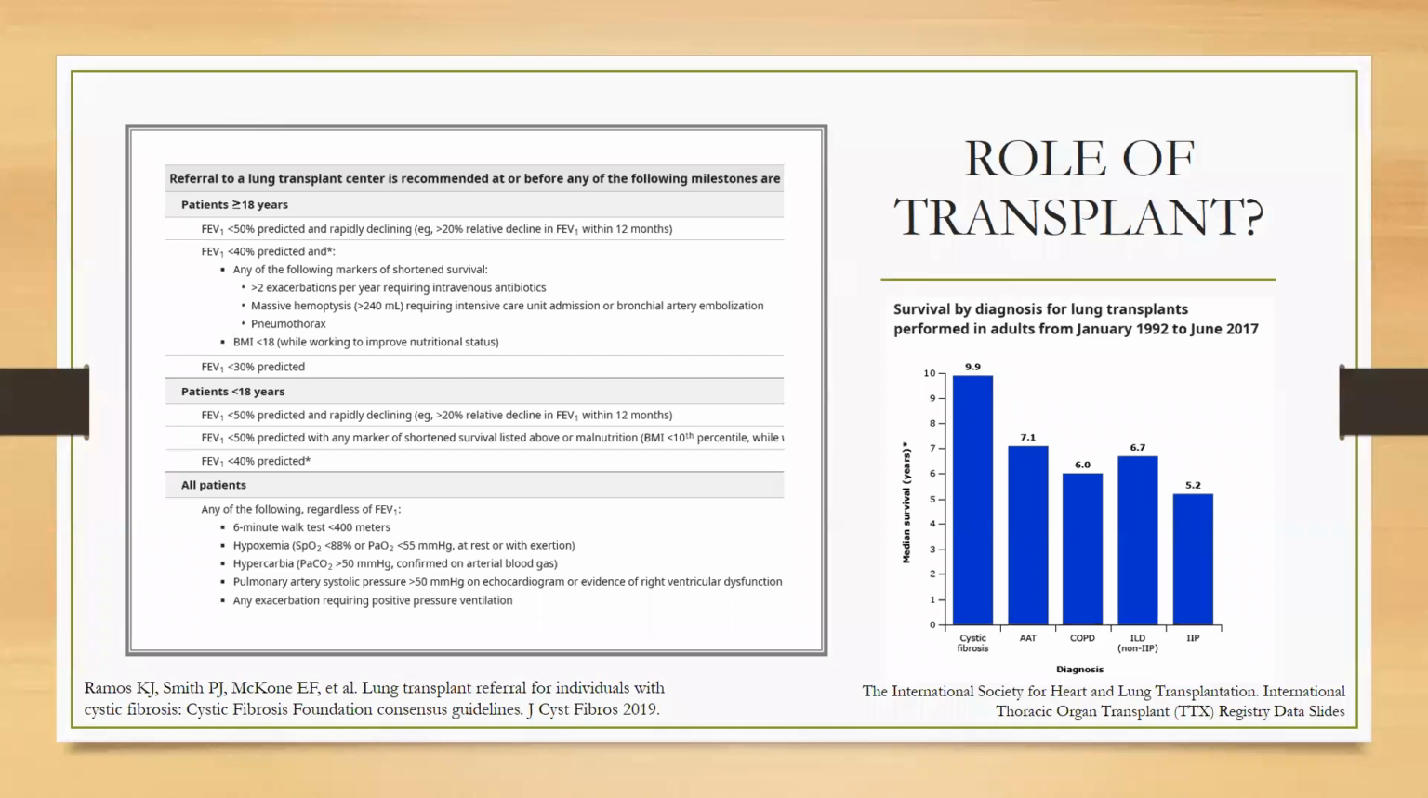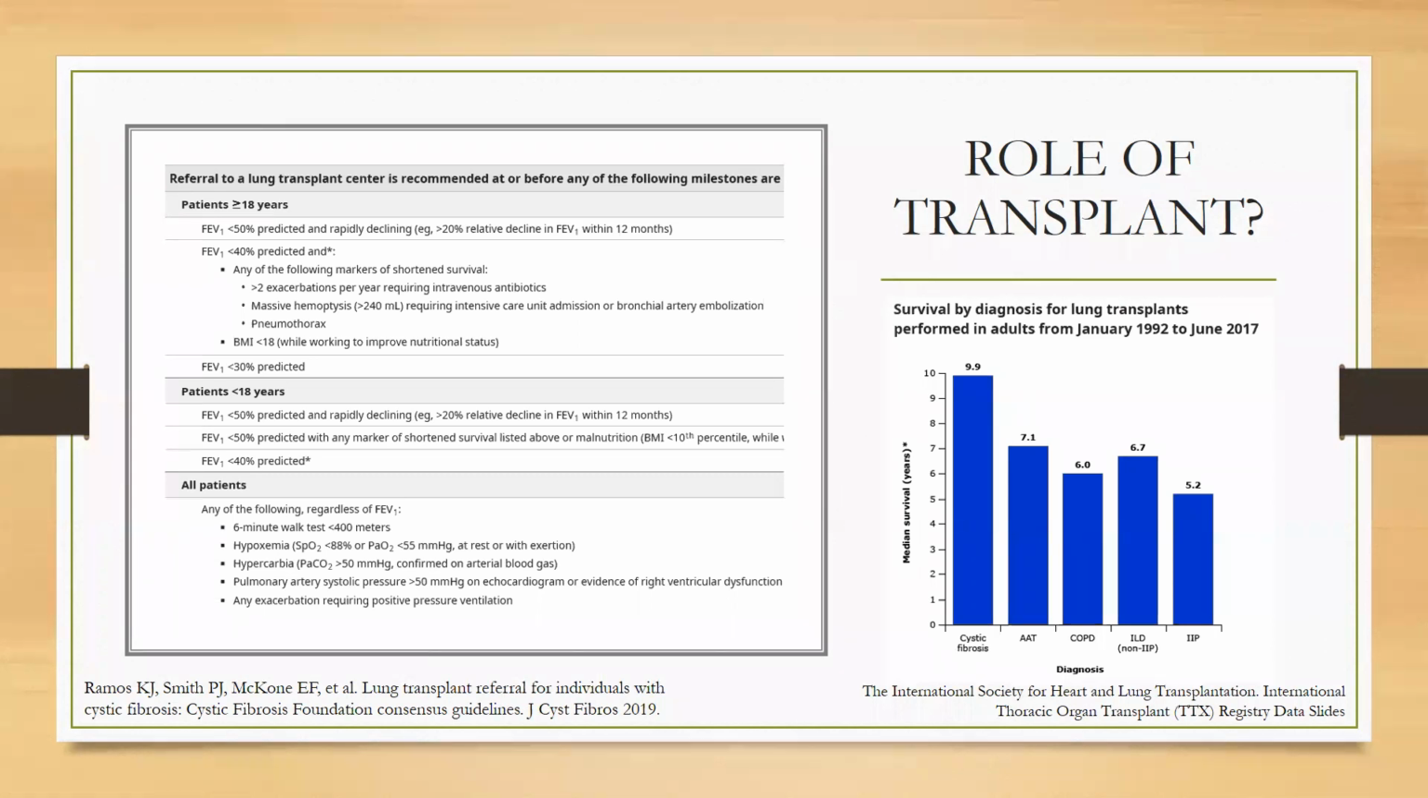So these are some common reasons for transplant. You've got COPD, ILD, cystic fibrosis, alpha-1 antitrypsin, and the mean survival post transplant for cystic fibrosis is actually almost 10 years, which is higher than all the other transplanted diseases that we see. So there's definitely a role for transplanting these patients if they continue to progress.